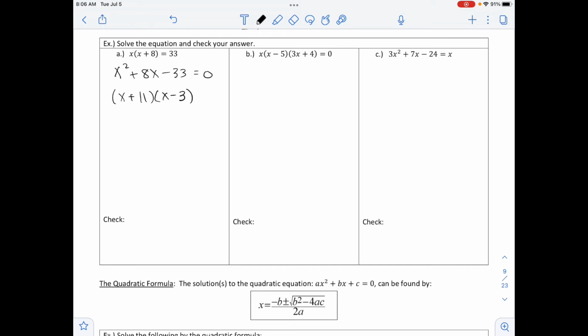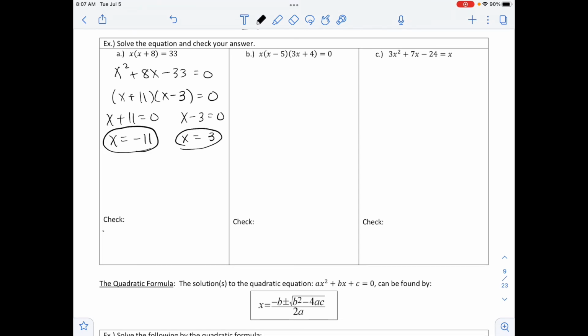Again, checking this, if you did, you would have x squared plus 11x minus 3x, which would give you the 8x, and then minus 33 equals 0. So we have x plus 11 equals 0, and x minus 3 equals 0. And then solving this, we get x equals negative 11, and x equals positive 3. So from here, we do need to check, and so in order to check, we're going to substitute these in.